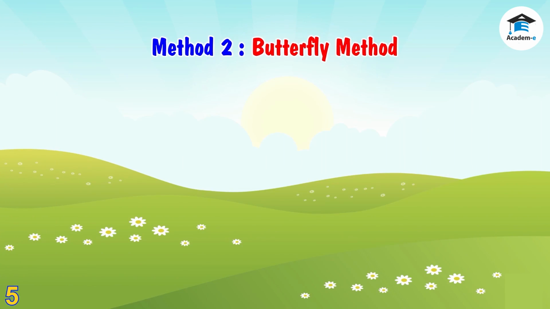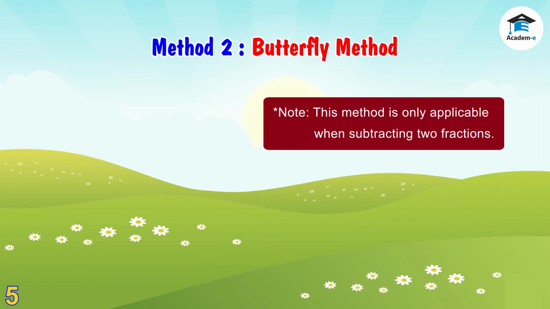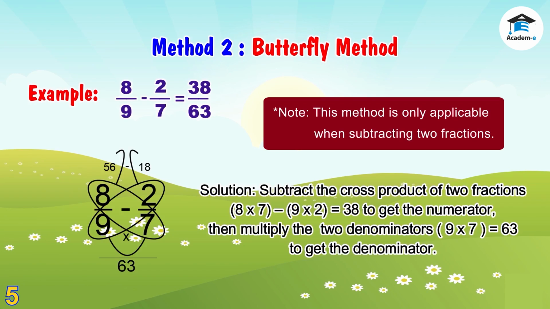Method 2, Butterfly method. Note, this method is only applicable when subtracting two fractions. Examples. Solution. Subtract the cross product of two fractions, 8 times 7 minus 9 times 2 equals 38, to get the numerator, then multiply the two denominators, 9 times 7 equals 63, to get the denominator.